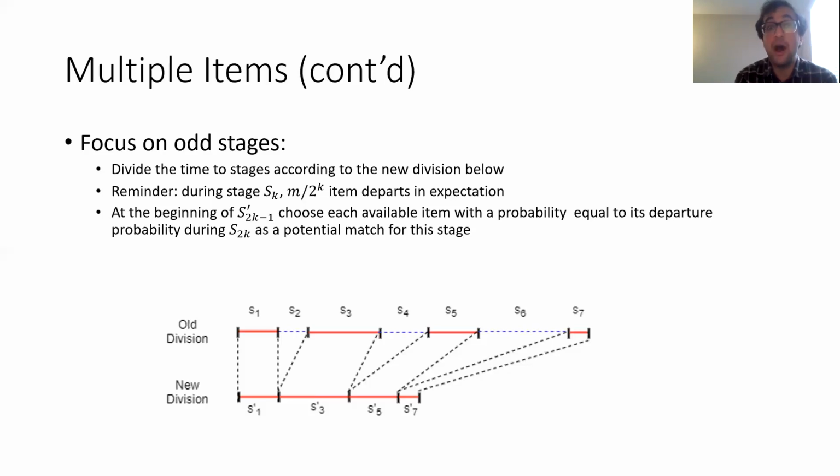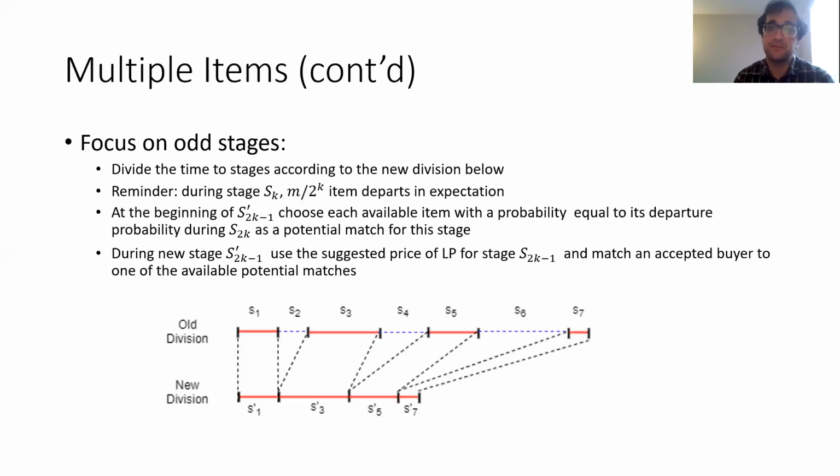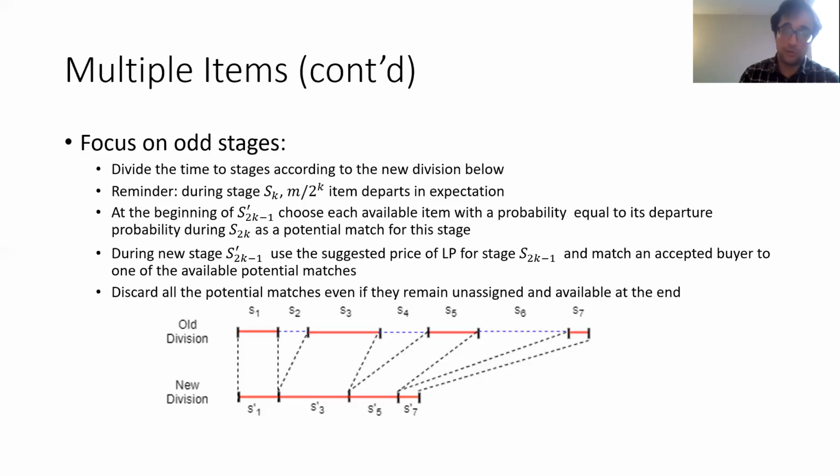This is because an item can become unavailable because of its departure or because of the process of choosing it as a potential match for a stage. Now we use the suggested price of the LP for stage S2k minus 1 and match an accepted buyer to one of the available potential matches. If there is no potential match left, then we just don't accept any buyer anymore. And also at the end, we discard all the potential matches, even if they remain unassigned and available.